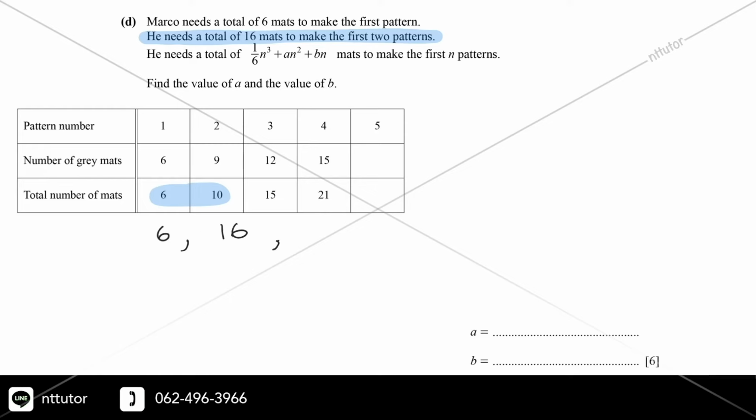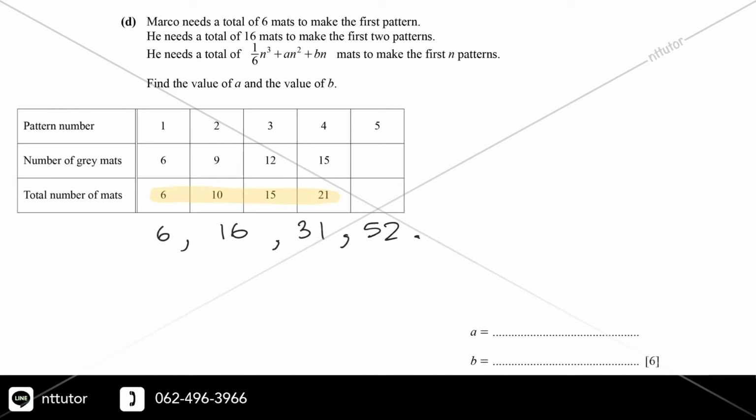Therefore, the next term in this sequence would be the total number of mats to make the first 3 patterns, and that would have been 6 plus 10 plus 15, which is equal to 31. And then the next term in this sequence would be the total number of mats needed to make the first 4 patterns. So that would have been 6 plus 10 plus 15 plus 21, which is equal to 52.